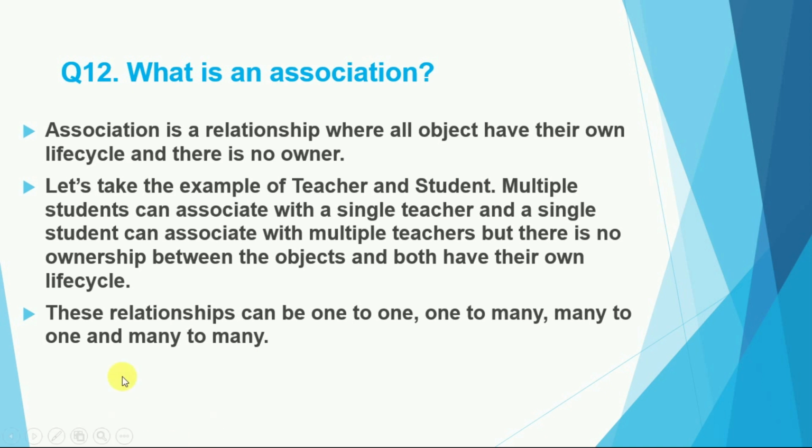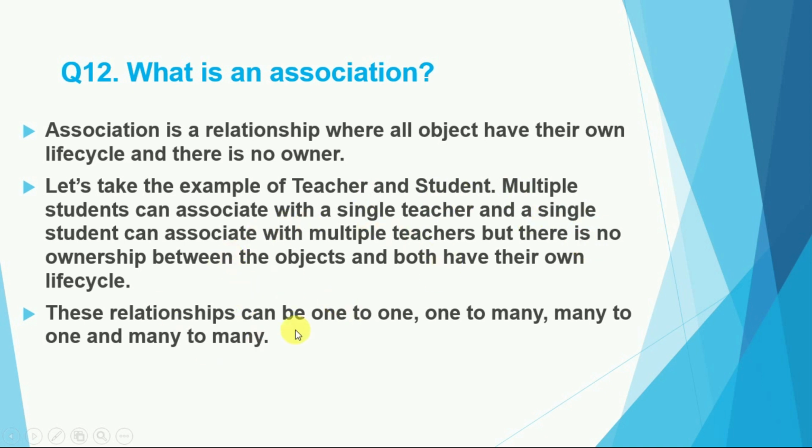Okay, so let's take an example of teacher and student. Multiple students can associate with a single teacher, and a single student can associate with multiple teachers, but there is no ownership between the objects, and both have their own life cycle. Student has their own life cycle, teacher has their own life cycle, and multiple students can associate with a single teacher, and a single student can also associate with multiple teachers.